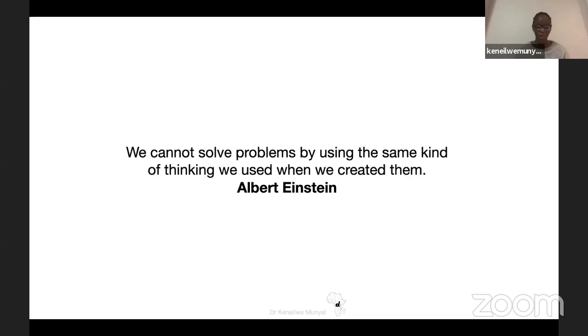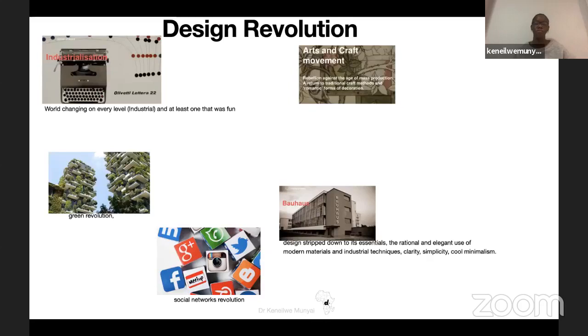And of course, how can we achieve that? Design has always played a critical role in changing situations. We all know, or we've heard about the industrial revolution, which was about bringing the machinery to increase the speed and volumes of production. And then we've heard about the arts and crafts movement, which was a rebellion against the age of mass production. And then we've also heard about the Bauhaus movement, where it was about stripping design down to its essentials, about simplicity and clarity and minimalism.